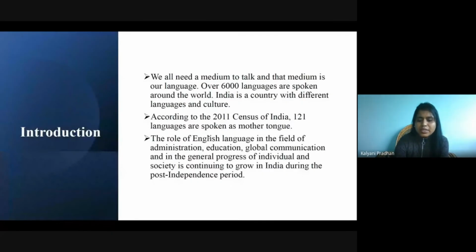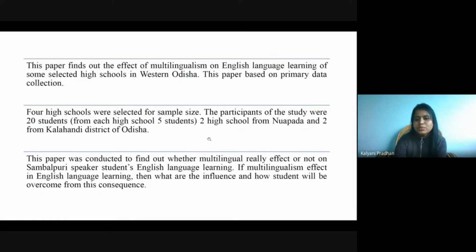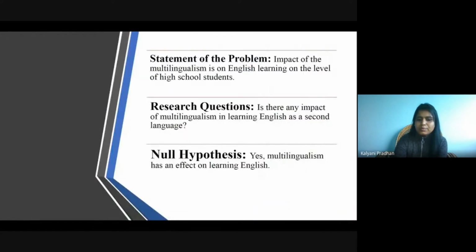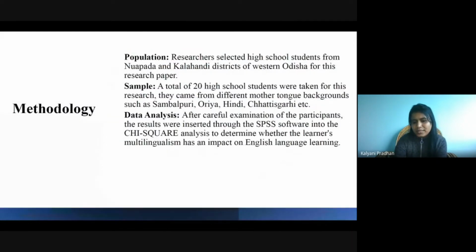To find out the effect of multilingualism on English language learning in some selected high schools in Western Odisha, this paper is based on primary data collection. 4 high schools were selected for the sample. The participants of the study were 20 students. From each high school, 5 students are taken. 2 high schools from Nuapada and 2 from Kalahandi district of Western Odisha.